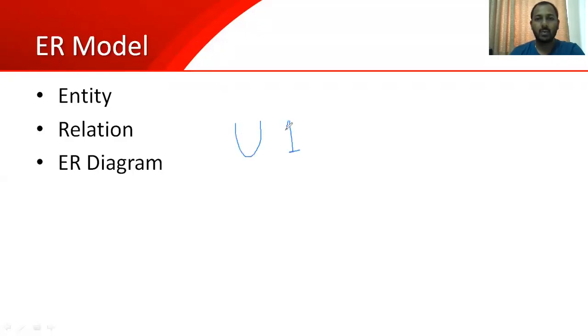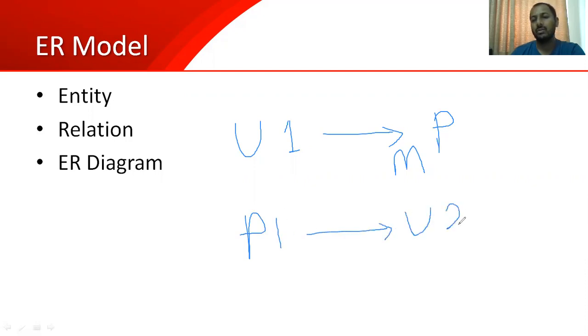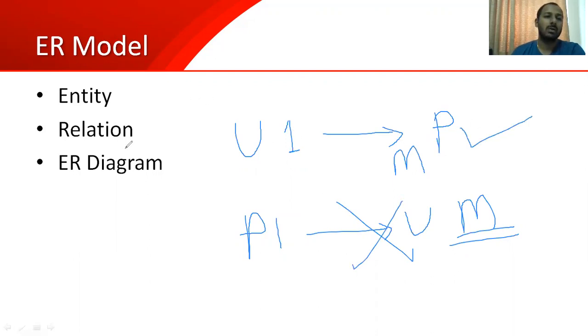University can be one and professors are going to be many, one to many. Can you think vice versa? Only one professor and many universities. What is the possibility that one professor is associated with only one university? So this is wrong. But one university will have many professors. This is correct. So this is called a relation.